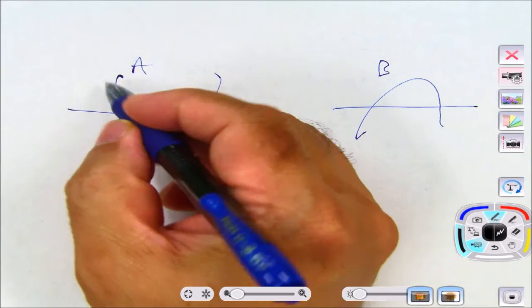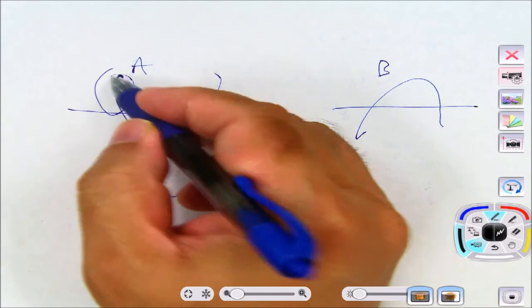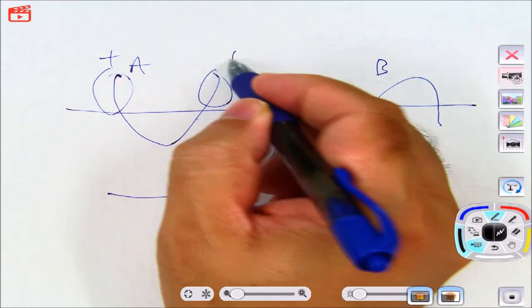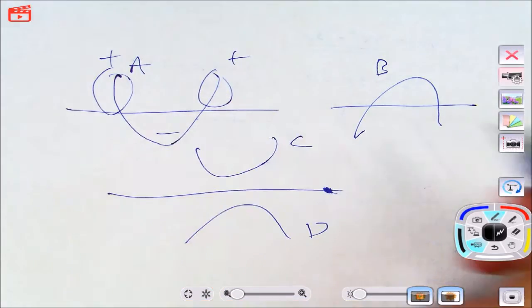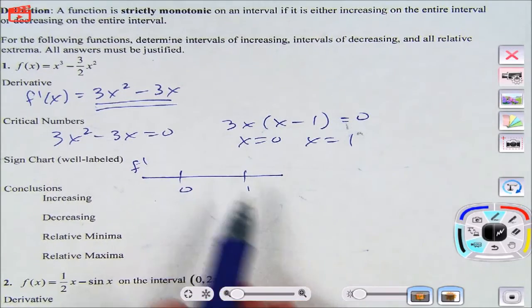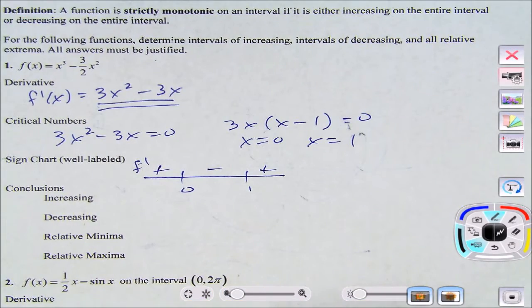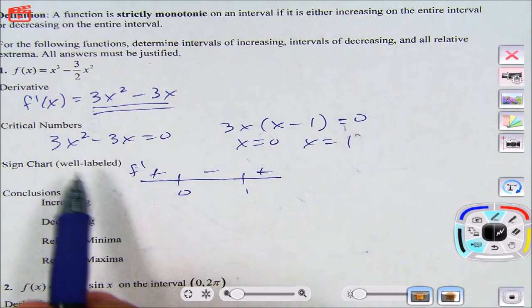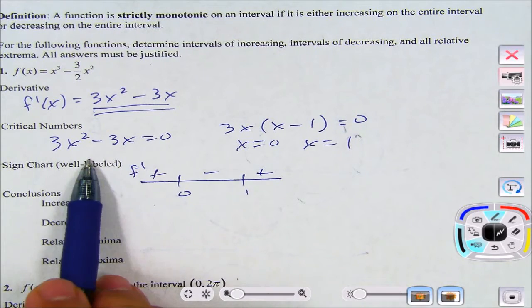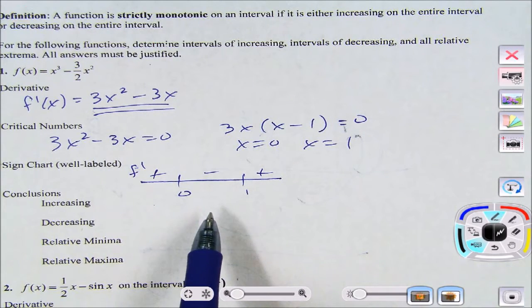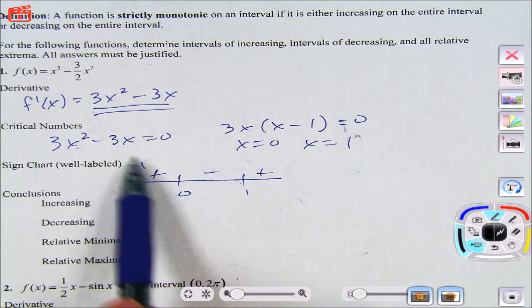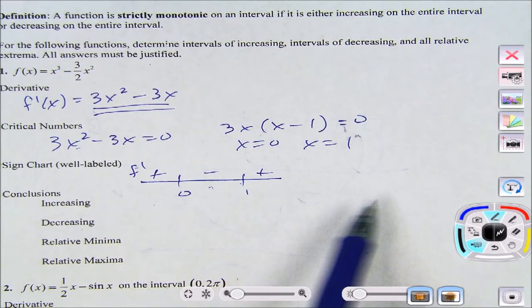So remember, if it's above the x-axis, it's positive, so these are positive. And if it's below the x-axis, it's negative. So that's a quick way to make a sign chart here: positive, negative, positive. And they actually don't get that creative. Parabolas come up a lot as a derivative. So you can quickly make a sign chart.